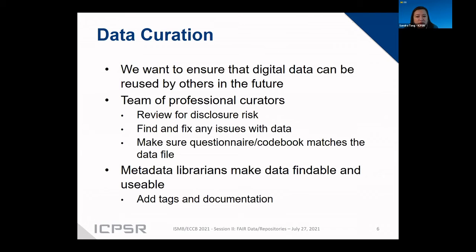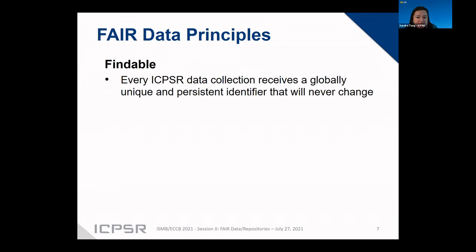So we have a team of curators, all with social science backgrounds, and they've all come to ICPSR with experience working with data. And they review the incoming deposits for disclosure risk. They find and fix any issues with the data. And they also make sure that the questionnaires and codebook match up with the data files. We also have metadata librarians on our team who help with the process of making the data findable and usable. And they do this by adding tags to the data, enhancing existing documentation, and making sure that things are appropriately documented. So how do we meet FAIR data principles?